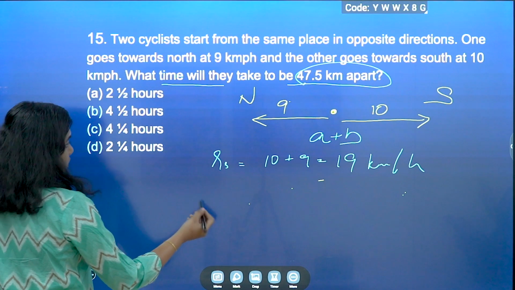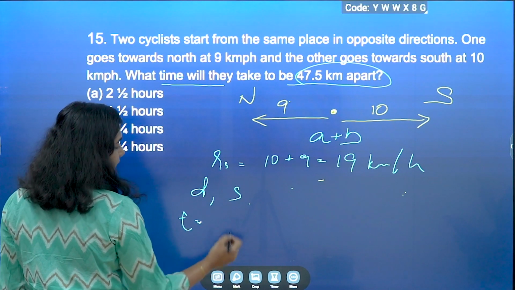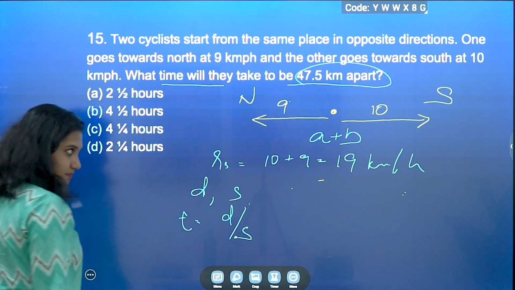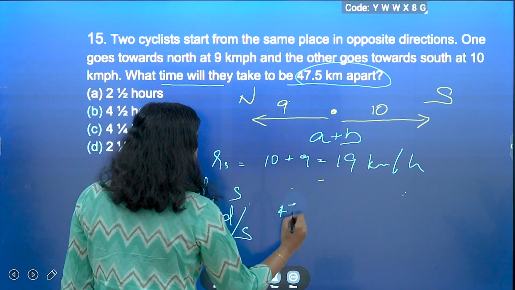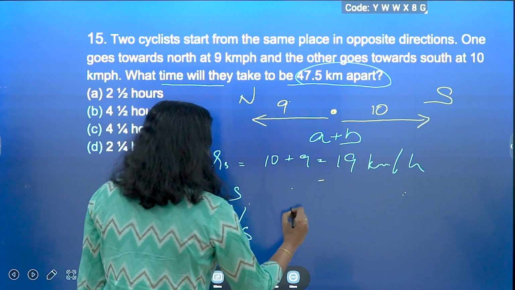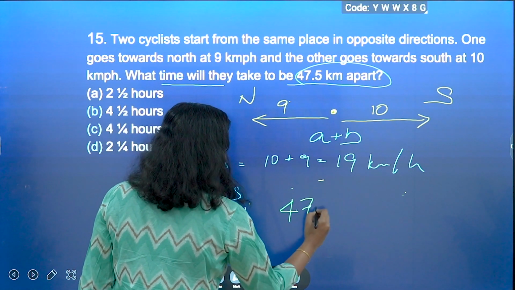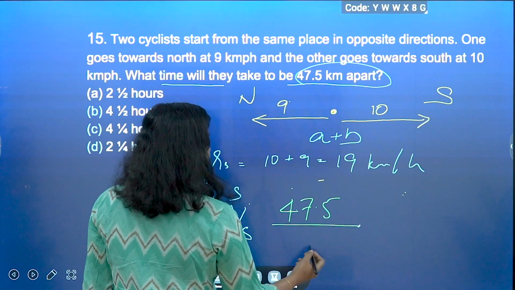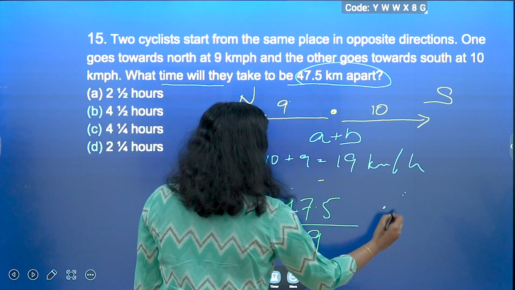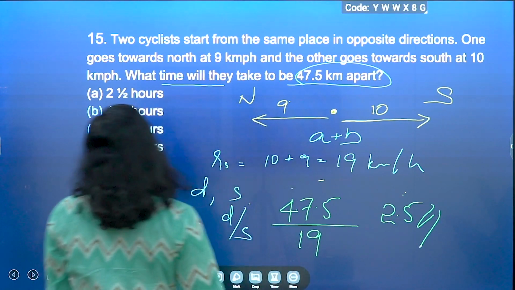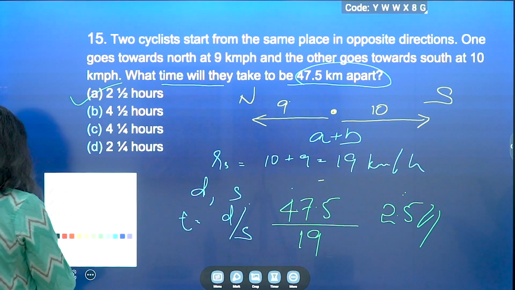So you have distance here and also you have speed, and you have to find out time, right? So time is equal to distance by speed. So our distance here is 47.5 and speed is 19. So if you simplify this, you will get 2.5, which is 2.5 hours. Okay, so option A is our answer. Fine. Moving on to the next question.